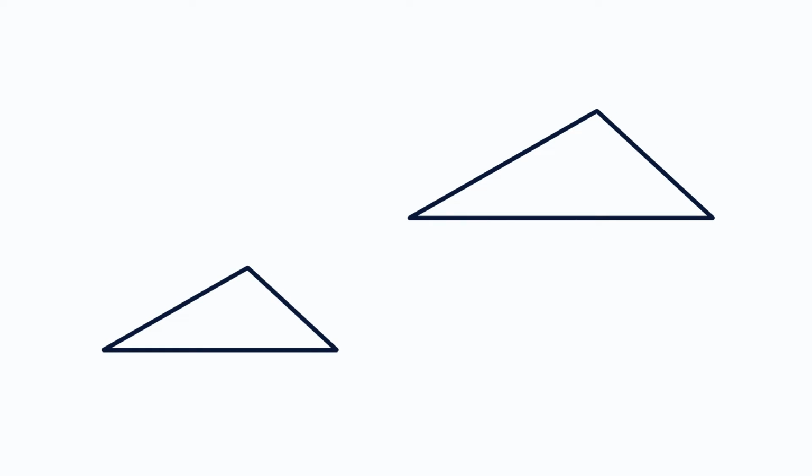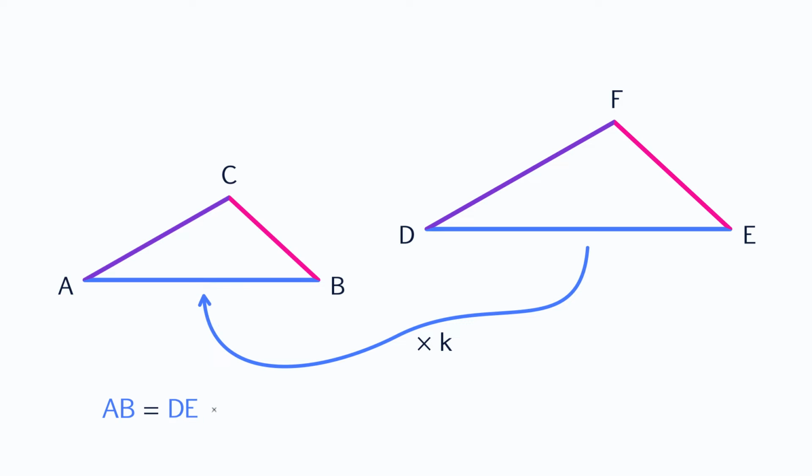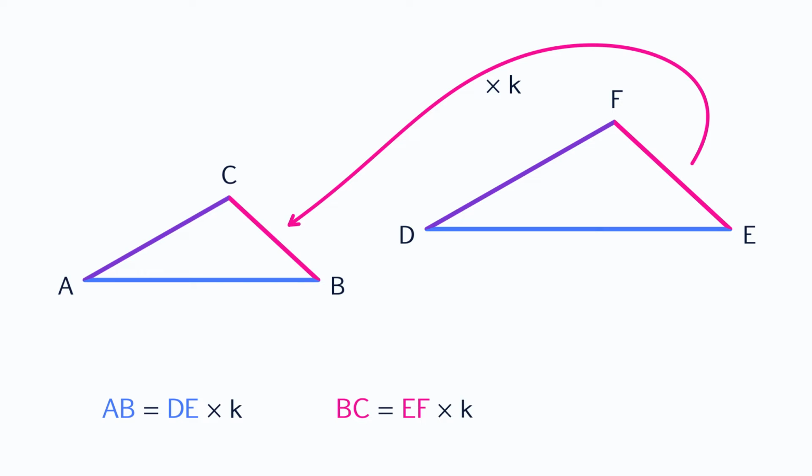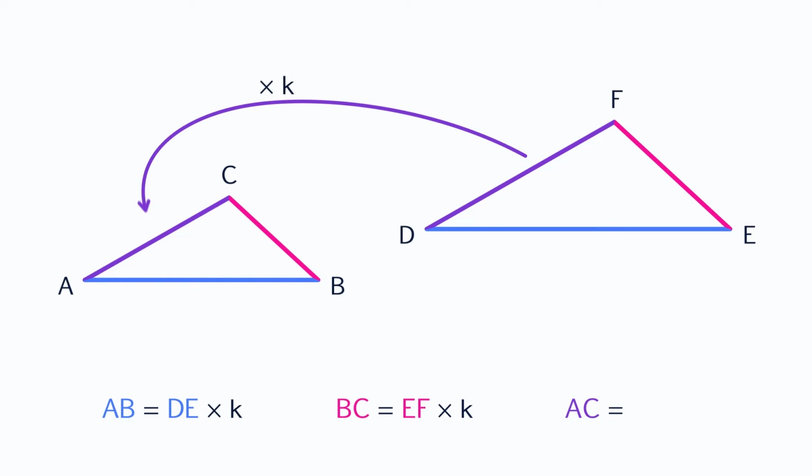To start, let's take two triangles that satisfy the SSS rule for similarity. Label the first one ABC and the second one DEF. The SSS rule says that there are corresponding sides with the same ratio for the two triangles. Let's say that AB and DE are corresponding, as are BC and EF, and finally AC and DF. Let's call the common ratio K, as this is the criteria for similarity. This means that AB equals DE multiplied by K, BC equals EF multiplied by K, and AC equals DF multiplied by K.